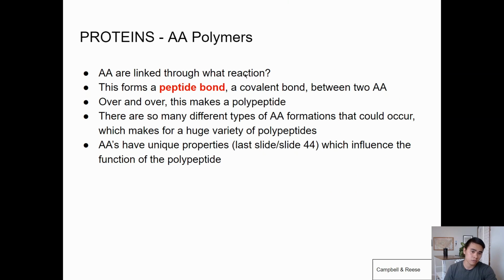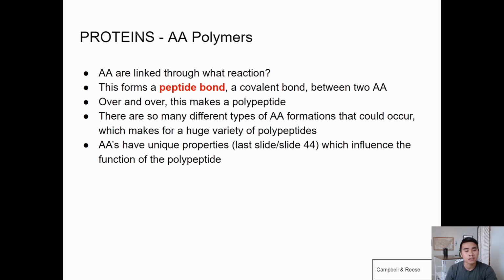Amino acids are linked through what reaction? Dehydration. Think about the dehydration reaction; it leads to the type of reaction that's formed. Remember, it removes an H2O, and because of that, it leaves that oxygen that allows it to covalently bond, and then boom, they get a bond.